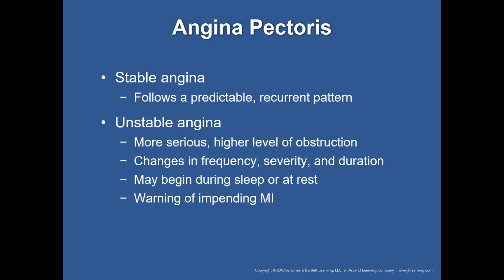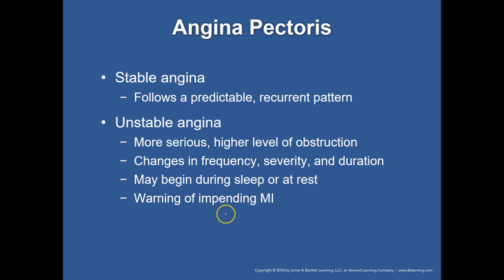Now here's the deal. Unstable is more serious. It indicates a higher level of coronary artery obstruction. So it's characterized by changes in frequency, severity, and duration of pain and other symptoms. More frequent and severe attacks, which may begin during sleep or at rest. So if the person's just sitting in the recliner and has a sudden onset of acute chest pain, that's obviously more serious than if they were out mowing. Now, if they were watching their local football team and developed it, that's different. So that doesn't necessarily count just because you were in the recliner.